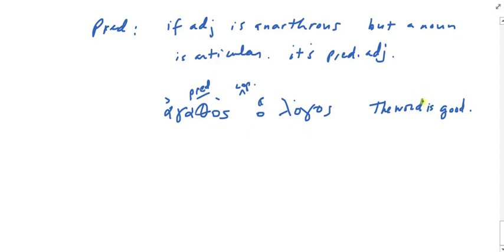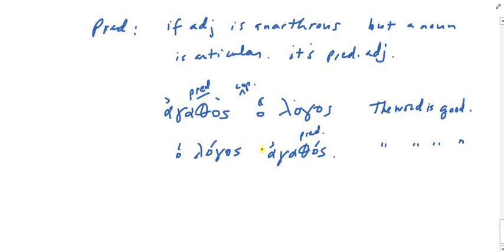All right? Now, I can put this in a different order. I could also say ho logos agathos. All right? Now, is my noun articular? Yes. Is my adjective articular? No, it's anarthrous. So this is also another situation where this is a predicate use, and I'm going to translate it the same way. The word is good. Okay? You guys see how that works?